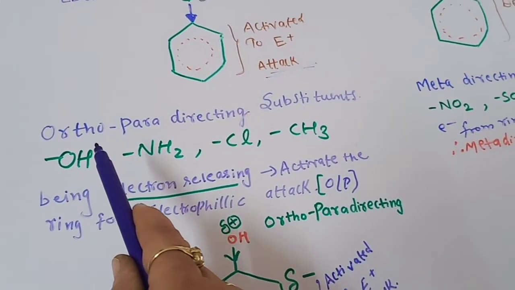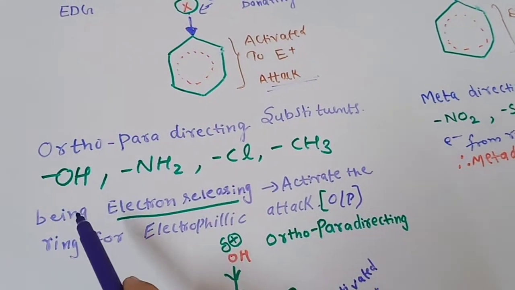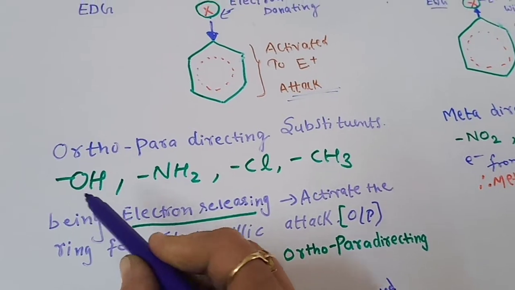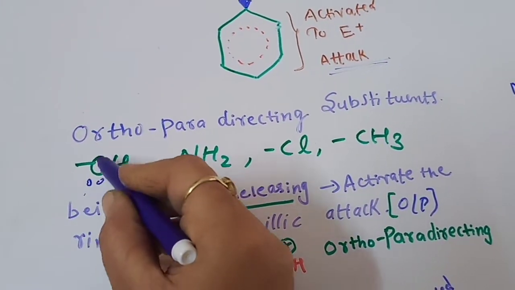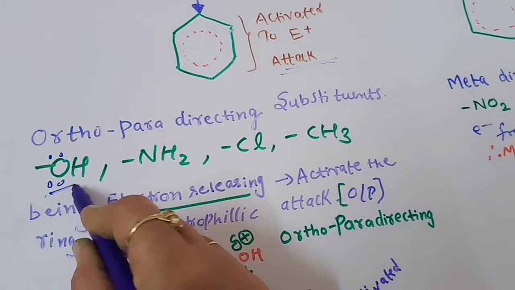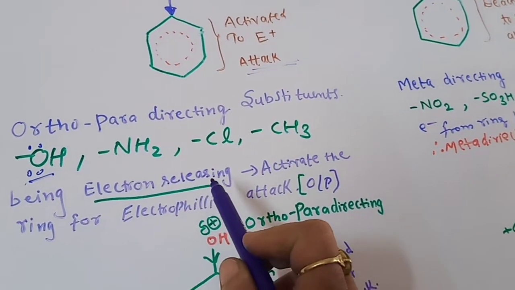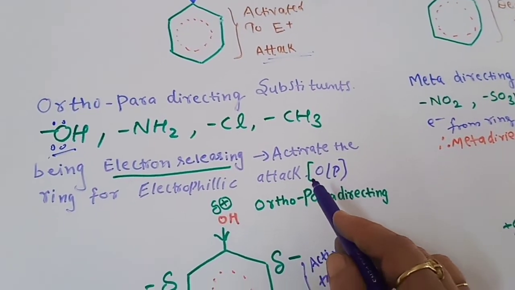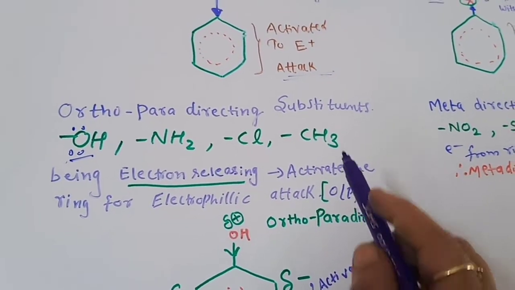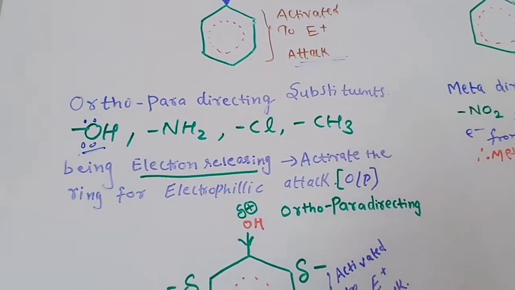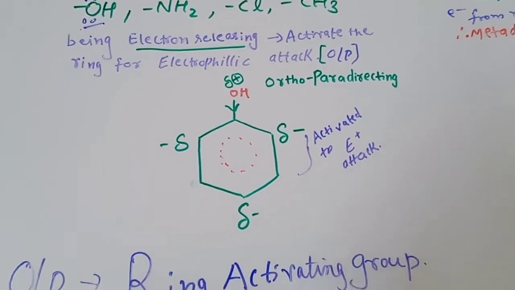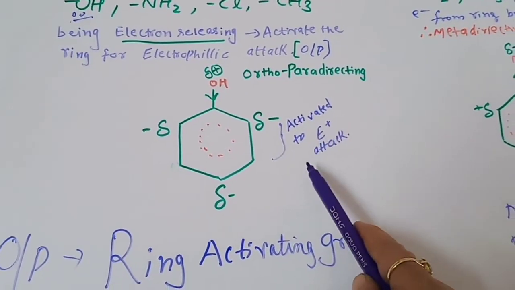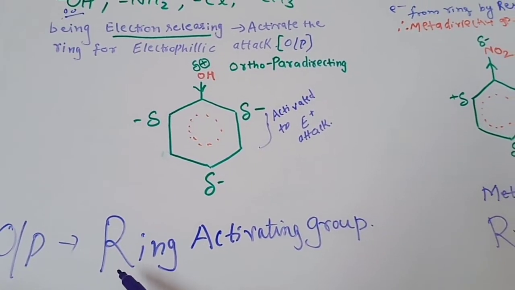Now we have already seen the ortho-para directing groups, substituents like the OH group, NH2 group, Cl group, CH3 group, which already have lone pairs of electrons on their key atoms and will donate the electron pair. Being electron releasing groups, they will activate the ring with the help of resonance for the electrophilic attack. Hence we can say that our ortho and para directing groups activate the ring for the electrophilic attack, and they are the ring activator groups also.